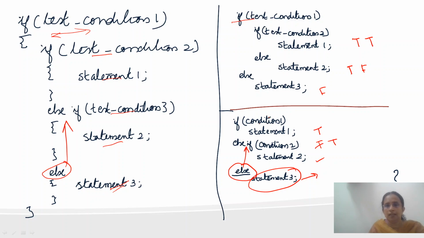Let me explain once again. If condition 1 is true, statement 1 will be executed. This is else. Else if condition 2 is true, that is condition 1 is false and 2 is true, statement 2 is executed. Statement 3 will be executed only when condition 1 is false and condition 2 is false.